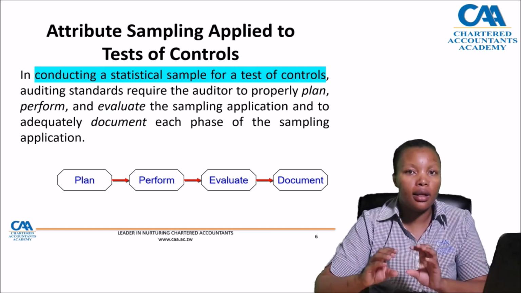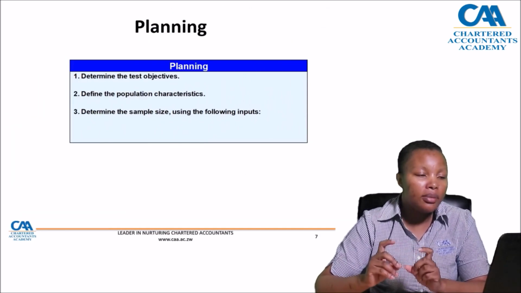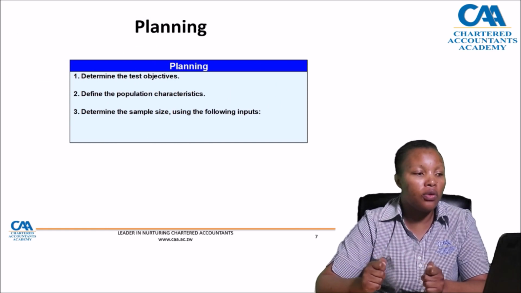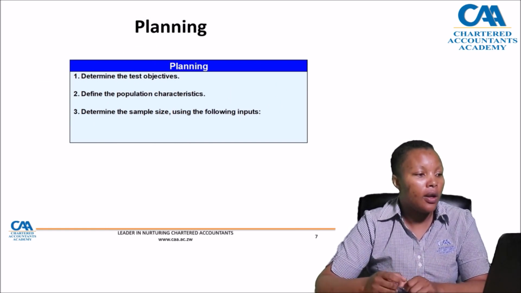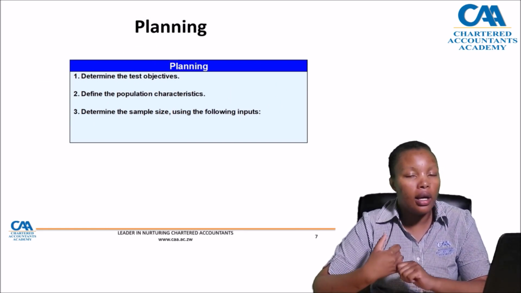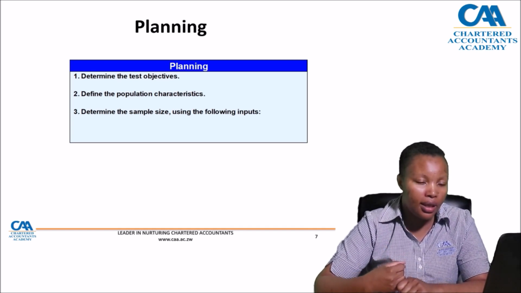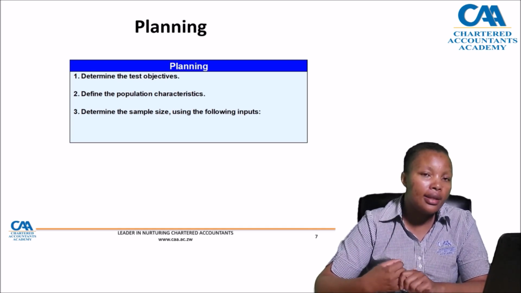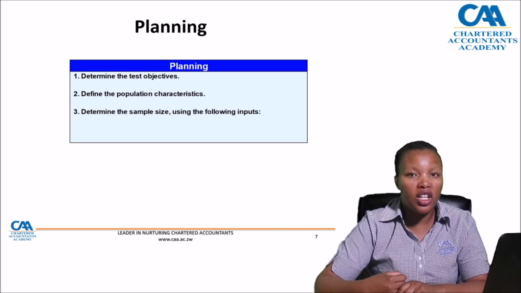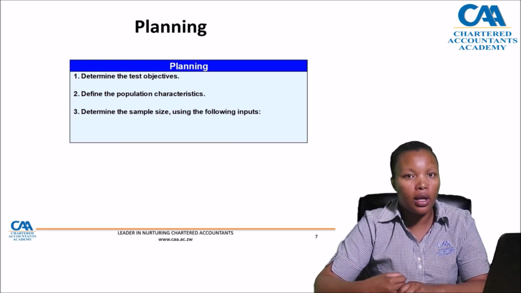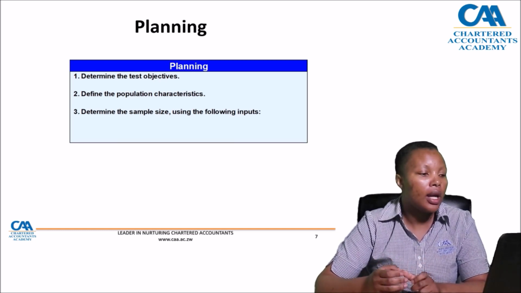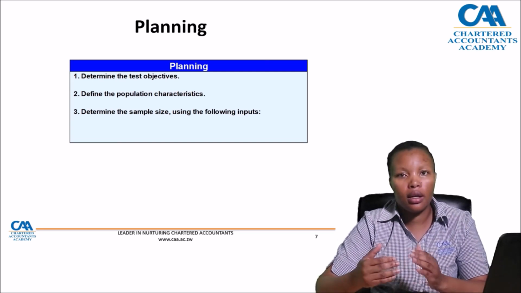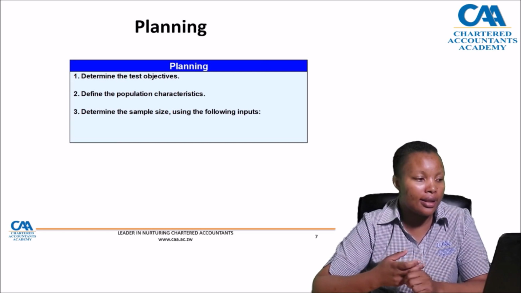So let's look at planning. In terms of planning, we've got 3 major stages that we need to do when we're planning for attribute sampling. First and foremost, as part of the plan, you need to determine your test objectives. What is it that you want to achieve? Secondly, you define the population characteristics, and we'll look at that further. And then you have to determine the sample size using certain inputs, which we'll also discuss later.